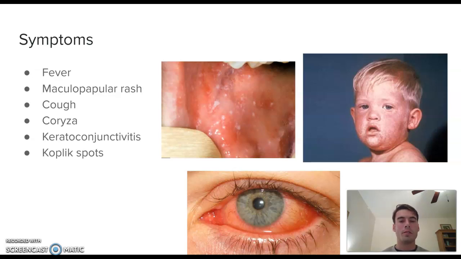Another symptom of measles is Koplik spots. Koplik spots are little white spots that are located on the inside of the mouth. In the top left corner, you can see a picture of a mouth, and there are little tiny white spots just on the inside of the cheek. Koplik spots are not present in every case of measles, but if you do see Koplik spots on the inside of a mouth, it's a pretty good indicator that that person does have measles.